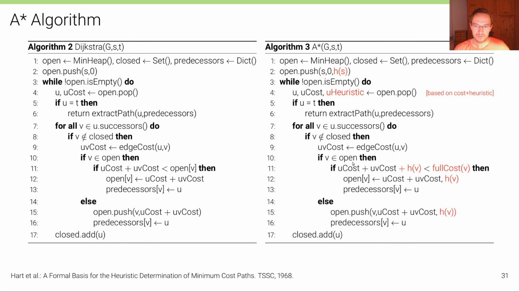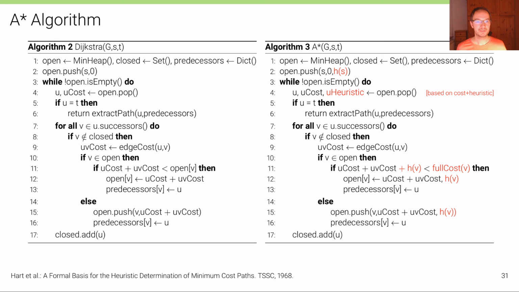Now, if v is not already in the open min heap, then we're simply going to add it to the open min heap with, again, the cost to node v and the heuristic, which is the approximated cost, or the expected cost from node v to the sink. And we're also going to set the predecessor of v to be u. And then finally, we say that u has already been processed, so we're going to add it to the closed set.